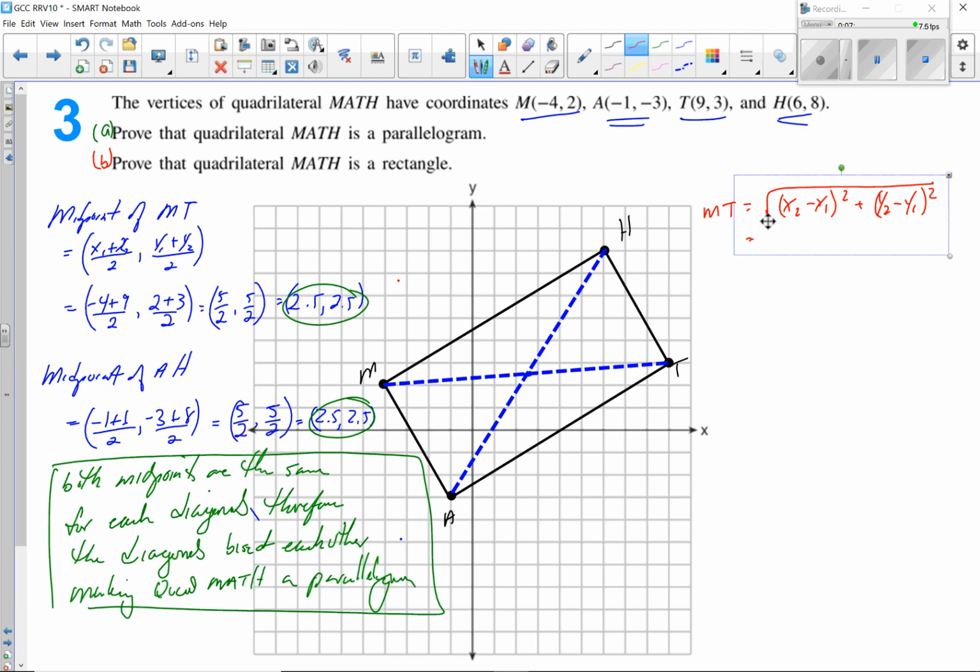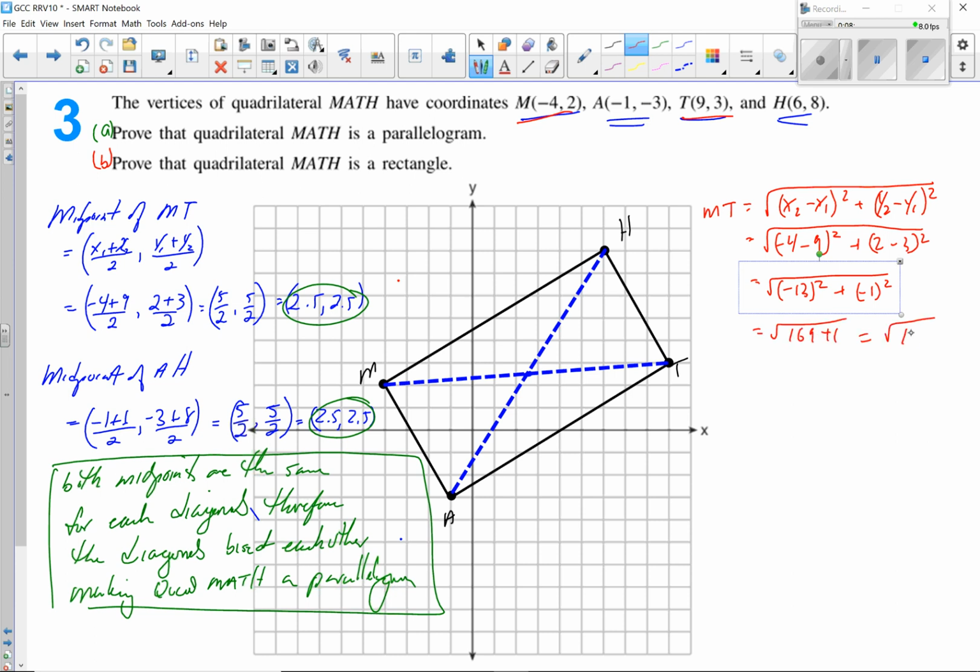All right, so in this case, again, focusing on M and T first. Who you call x1 and y1 and x2 and y2 does not really matter as long as you keep the order the same for both of them. So in this case, let's simply say negative 4 minus 9 squared plus 2 minus 3 squared. So when I do that, I get negative 13 squared plus negative 1 squared. That gives me 169 plus 1, which is the square root of 170.